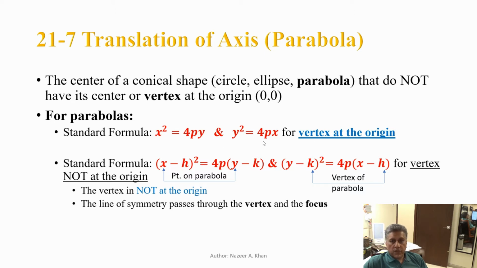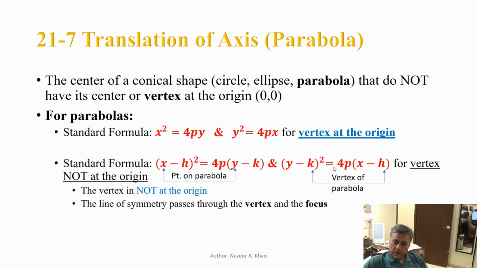How do I know that? I know that because we don't have h and k involved. H and k give you the coordinate of the vertex of the parabola, right? We know that 4p is that coefficient that I spoke about previously. The standard formula. When we look at this, we're looking at, again, this guy here.